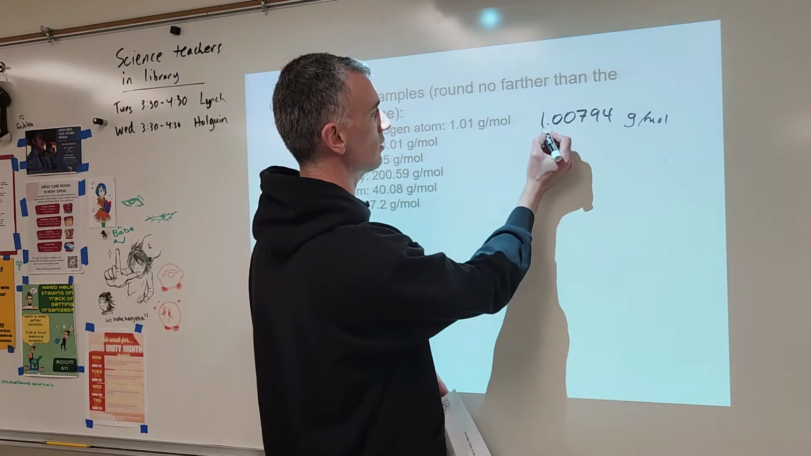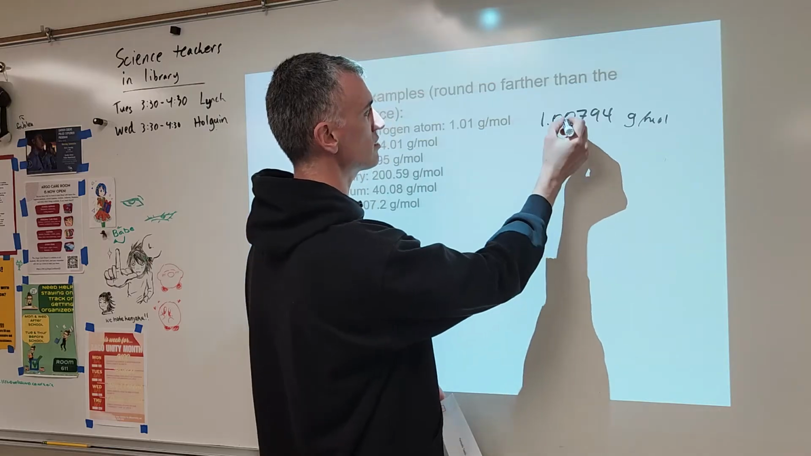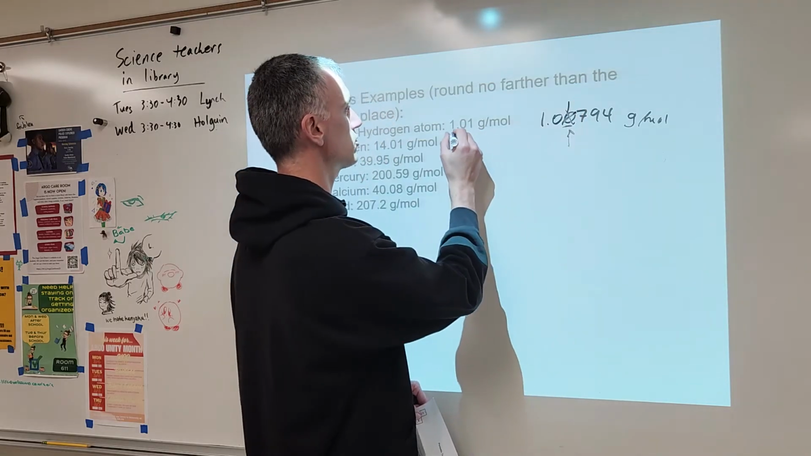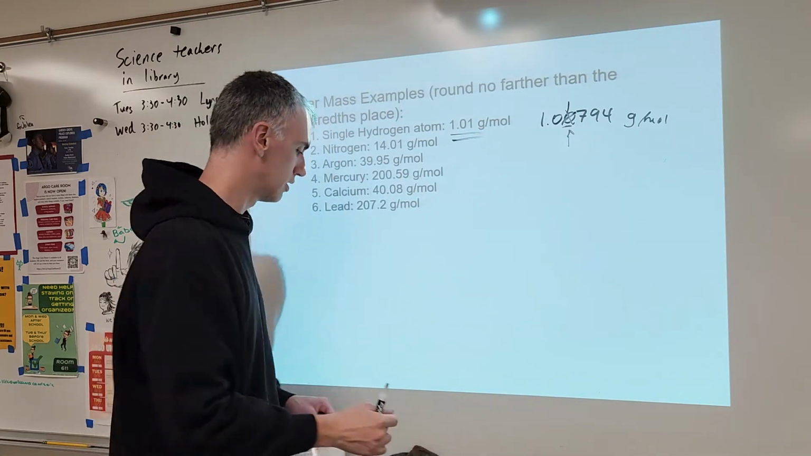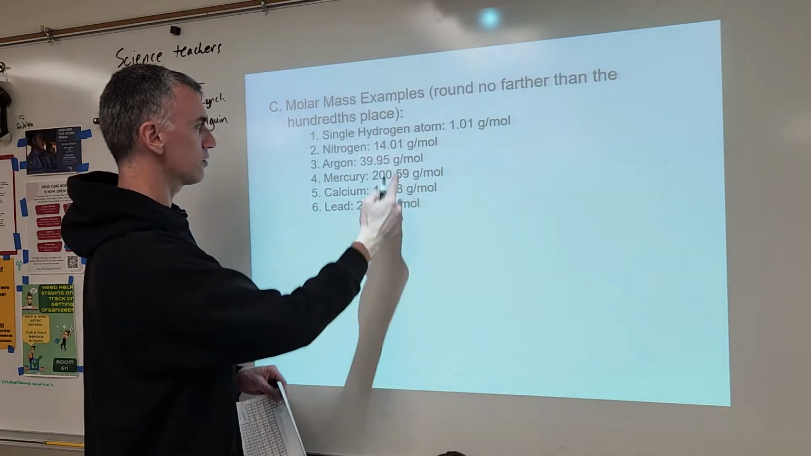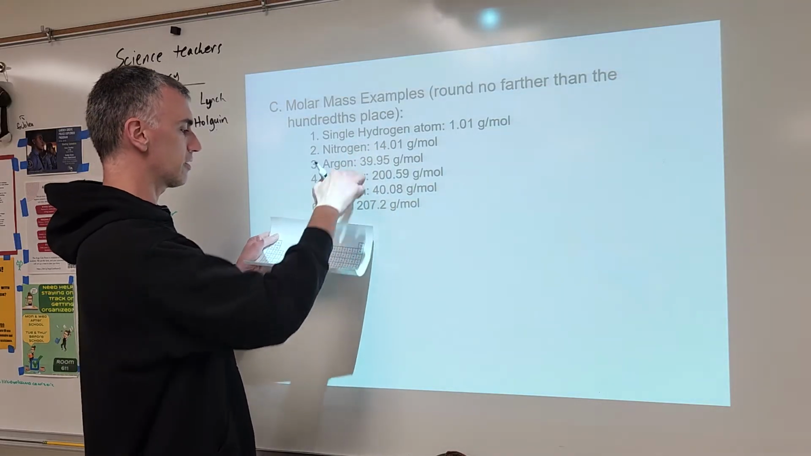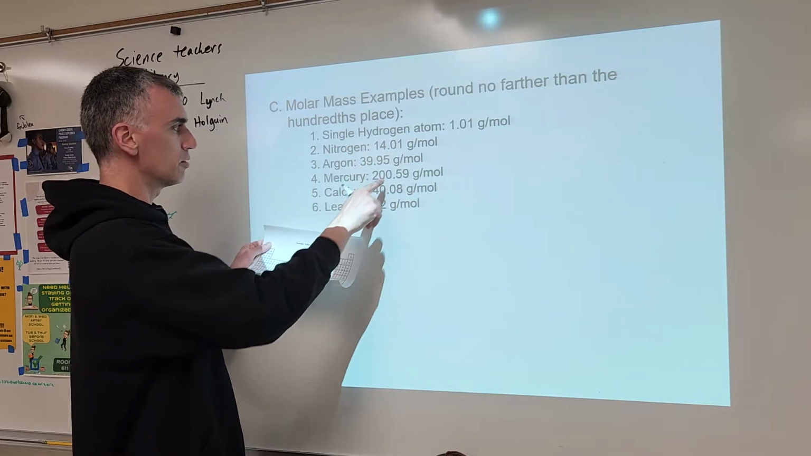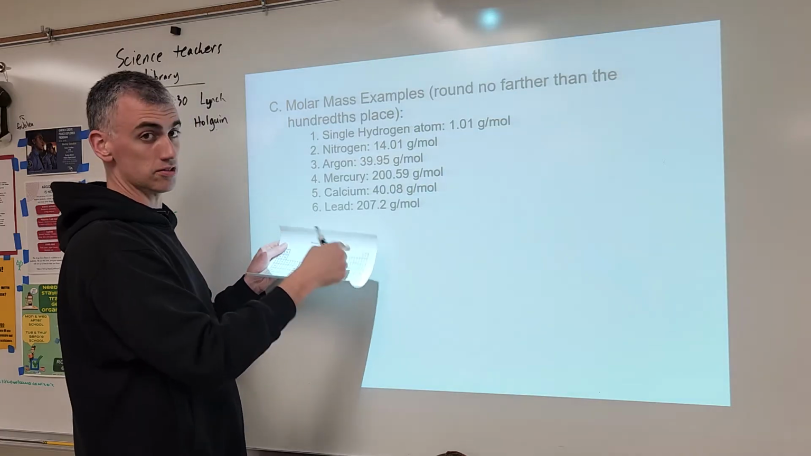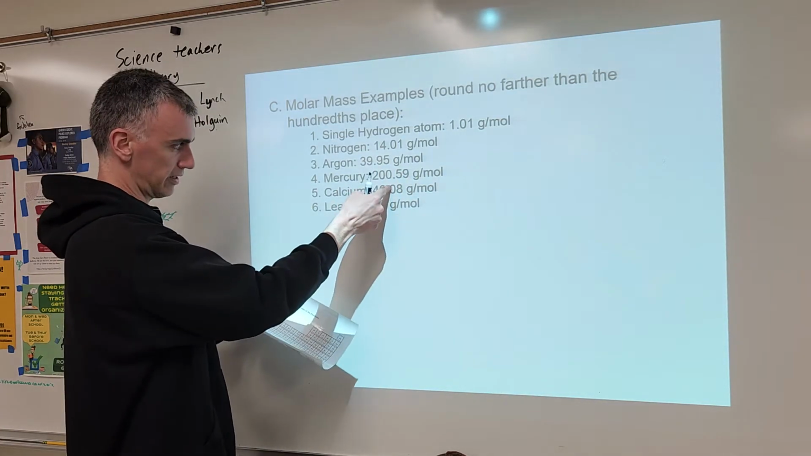So what that means is, okay, this is the hundredths place right here. That 0 is next to a 7, so it turns into a 1. That's why it's 1.01 grams per mole. So that's the idea of rounding no further than the hundredths place. Nitrogen, we round to the hundredths because it goes beyond that on here. Argon, it goes beyond the hundredths place, we round to the hundredths. Mercury, it goes exactly to the hundredths on here, so we just write it as is. Calcium goes beyond the hundredths, so we round.